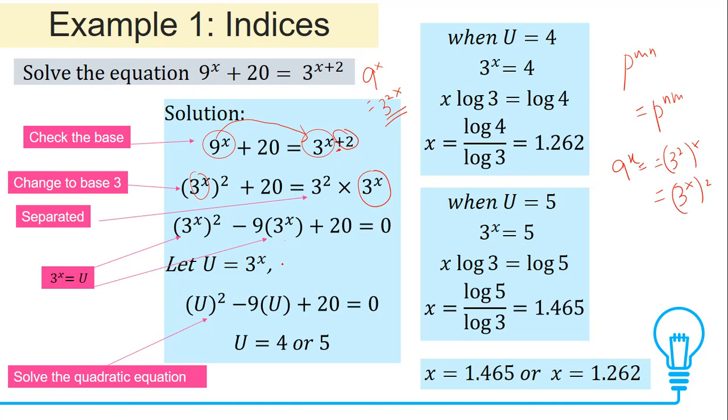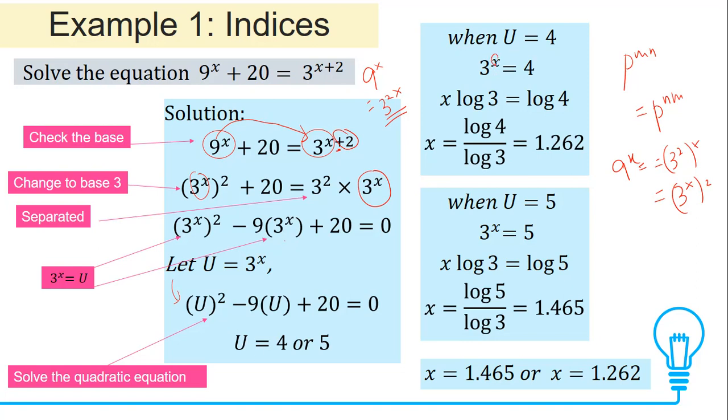So now we have a polynomial, power of 2, so a quadratic. We have u squared minus u plus 20, so find the roots of this quadratic. Our u equals 4 or 5. Now, the question is asking for x, so we substitute back our u with 3^x.